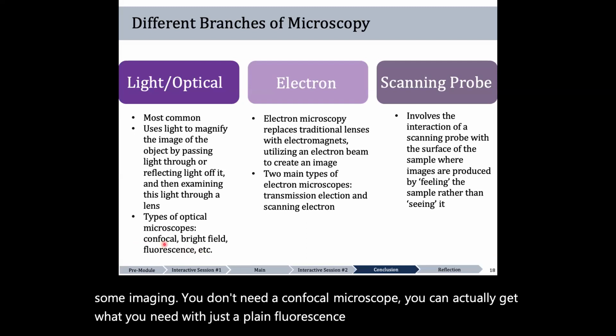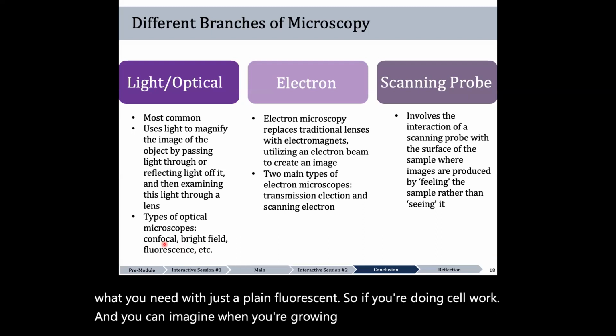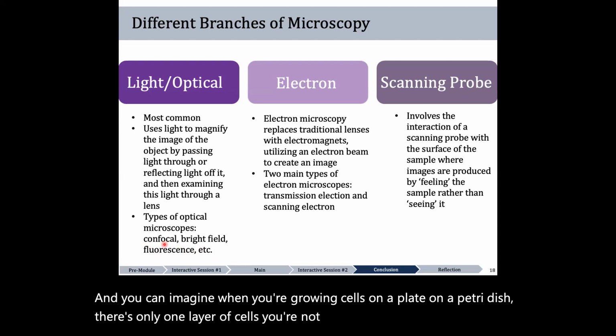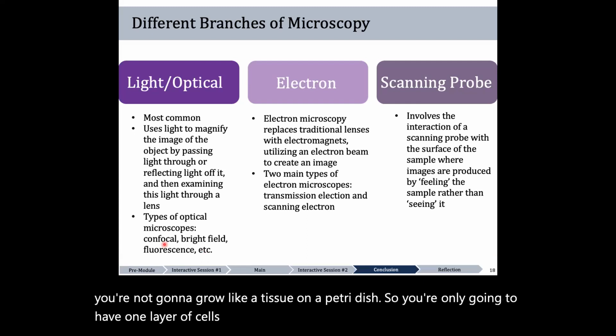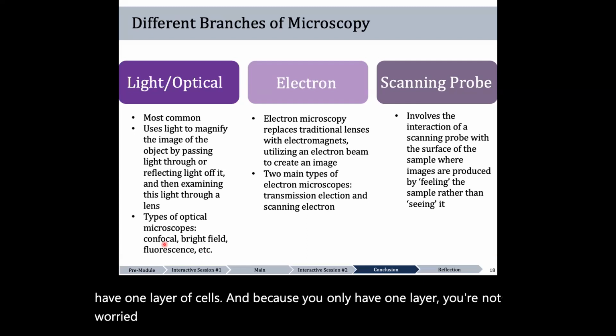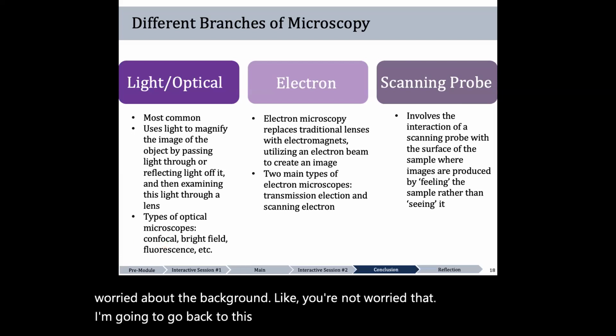So if you're doing cell work, you can imagine when you're growing cells on a plate, on a petri dish, there's only one layer of cells. You're not going to grow a tissue on a petri dish. So you're only going to have one layer of cells. And because you only have one layer, you're not worried about the background. Like, I'm going to go back to this image here.